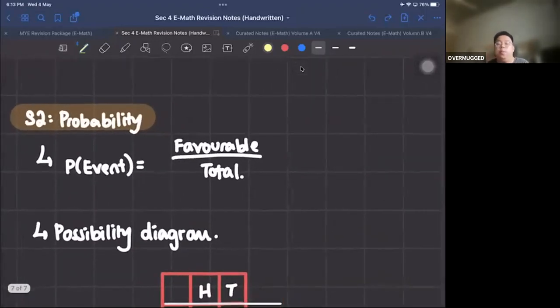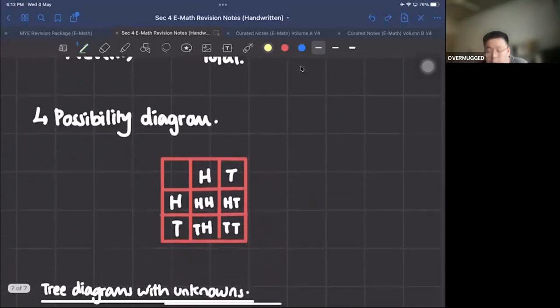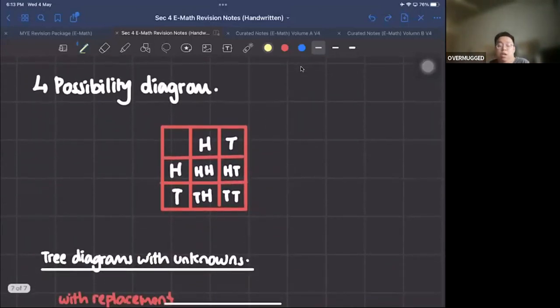Remember that whenever you're asking for the probability of something, you're talking about the favorable outcomes over the total number of outcomes. Give you an example. You have a bag of 10 cookies and 6 of them are Oreos. I want the probability of drawing an Oreo out. Since I have 6 Oreos out of 10 cookies, it's 6 over 10. That's how to remember.